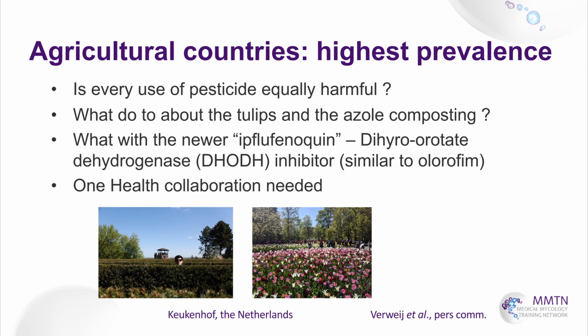We've talked about the One Health aspects, and the highest prevalence of azole resistance have been in countries using azoles in agriculture. But what we don't know is whether every use of the pesticide is equally harmful, about azoles and others. What do we do about the tulips and azoles if we were to stop azoles? Because we like to see this sort of thing when we visit Amsterdam, and not this sort of thing where there are no tulips to see. And what about the newer ipflufenoquin, which is a cousin of olorofim, which is a dihydroorotate dehydrogenase inhibitor? Should we be more proactive as a mycological community in restricting its use, dare I say, or functioning in an advisory capacity? And certainly One Health collaboration is needed.